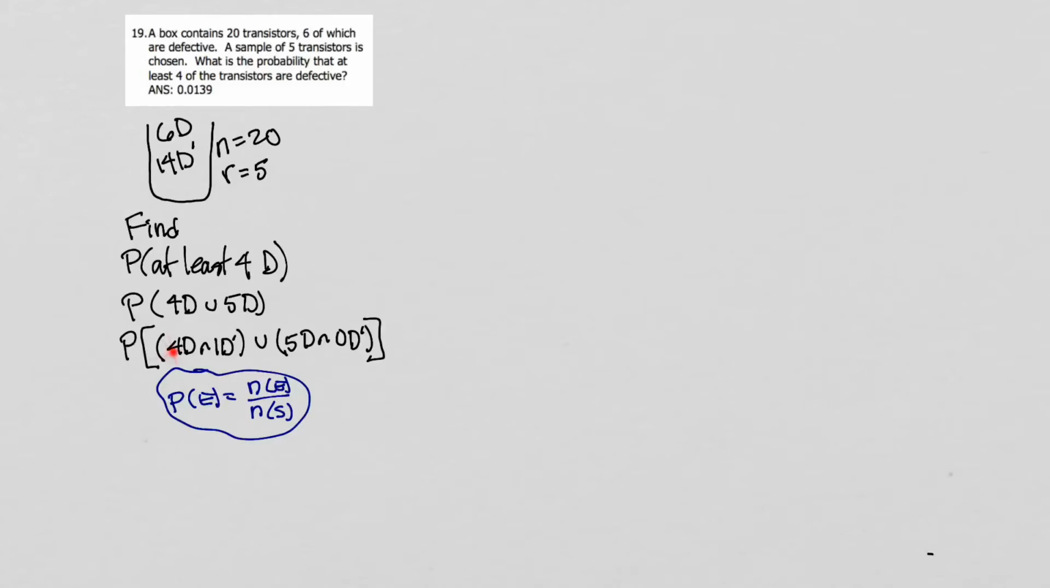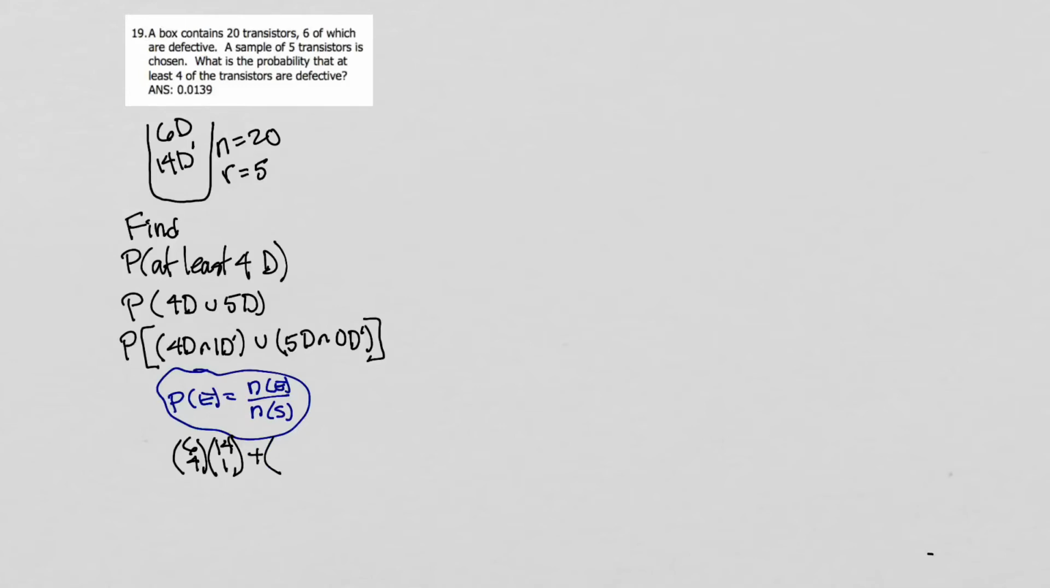So let's get the number of elements in this event. We're going to do that by, now this is our Chapter 5, counting techniques. So we're looking for this one right here. Out of 6 defectives, we want 4. It's a combination, any 4, no order implied here. So we want out of 6, choose 4. And then out of the 14 non-defectives, choose 1. Does that make sense? Or, now that's a plus.